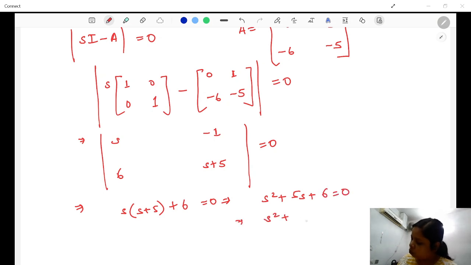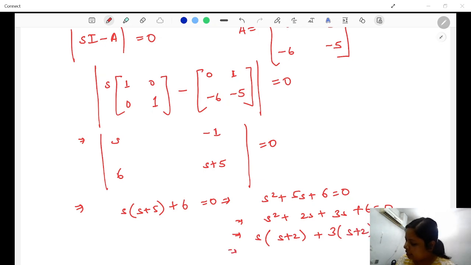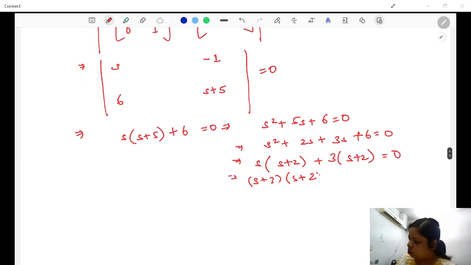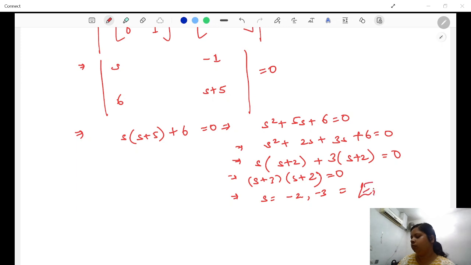s square plus 2s plus 3s plus 6 is equal to 0. s into s plus 2 plus 3 into s plus 2 is equal to 0. s plus 3 into s plus, sorry, s plus 2 is equal to 0. That means s is equal to minus 2 and minus 3. These are your eigenvalues.